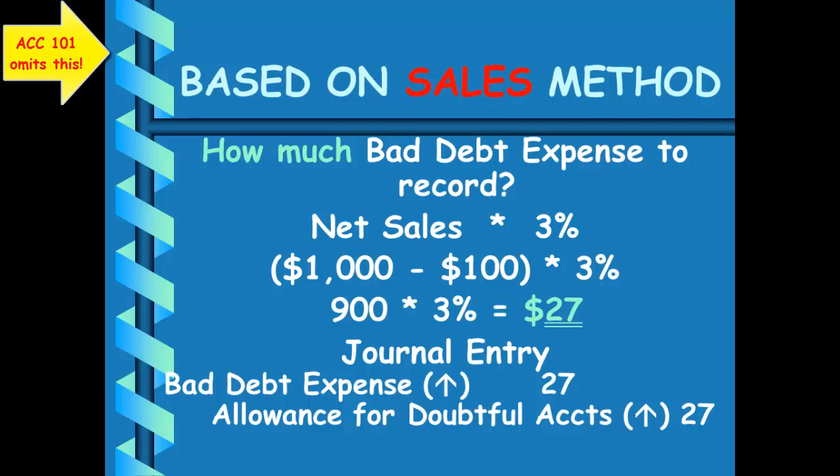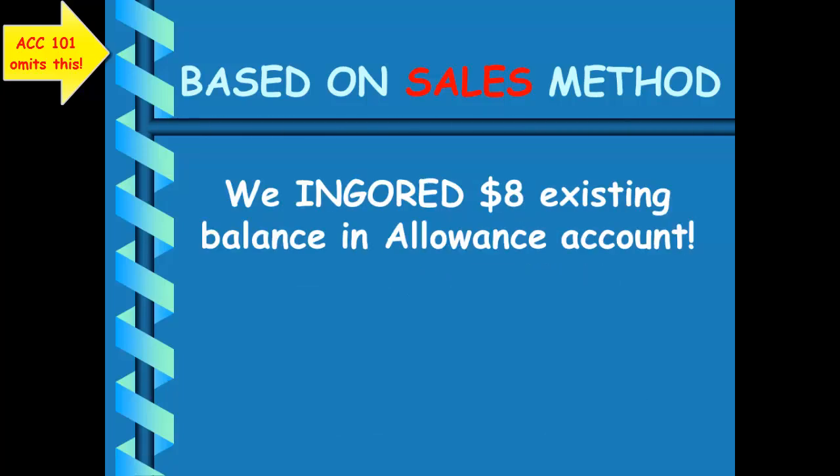Notice, I told you the balance in the allowance for doubtful accounts was $8 to begin with. Did I use that anywhere here? No. So if I were you, I would go back up there to where you have the $8 figure given, and I would draw a line through it and write, I don't need this. Because it will be given to you in a problem, and you need to know to ignore it. I'm putting $27 into the allowance account to cover uncollectible accounts resulting from this year's sales. The $8 in the allowance account is to cover uncollectible accounts resulting from a previous year's sales. So we ignored the $8 balance in the allowance for doubtful accounts.